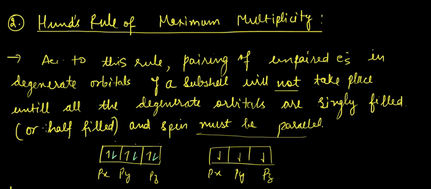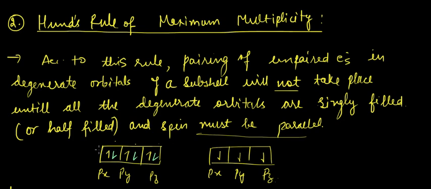Okay, hi guys, we'll be continuing with Hund's rule of maximum multiplicity. In the previous lecture, we wrote this statement: according to this rule, pairing of electrons in degenerate orbitals of a subshell will not take place until all the degenerate orbitals are singly filled, and the spin must be parallel. So let's suppose we have px, py and pz.